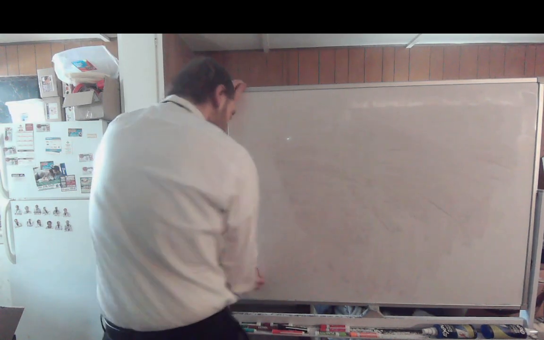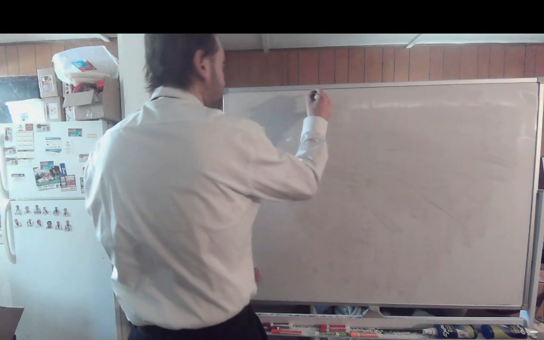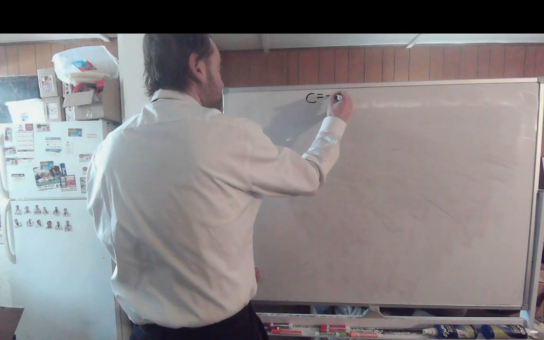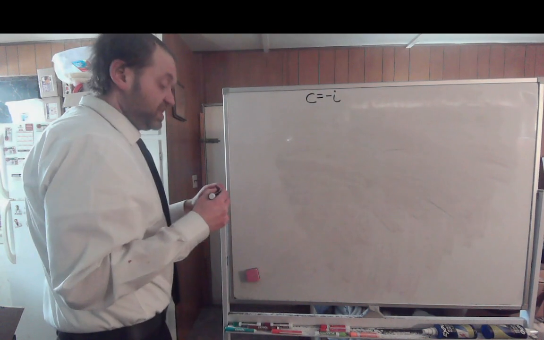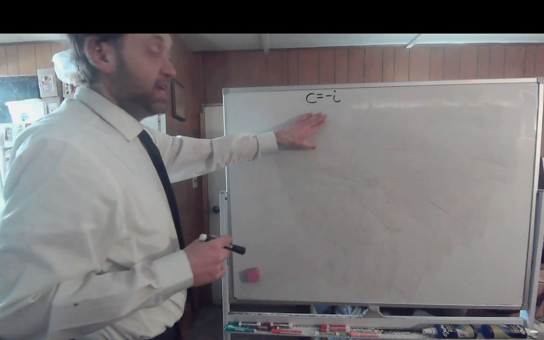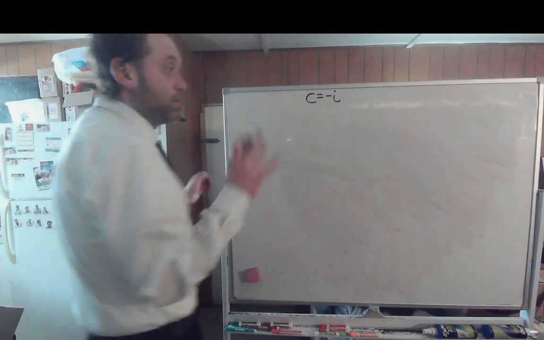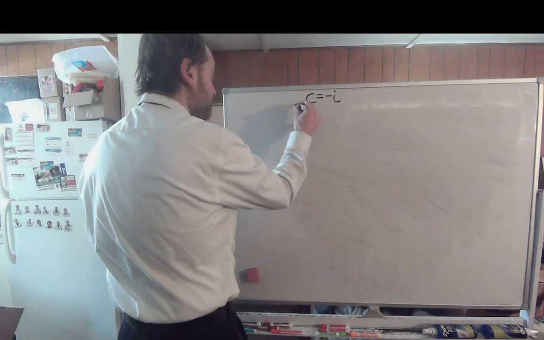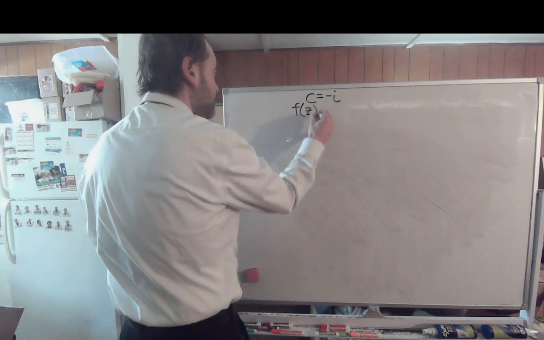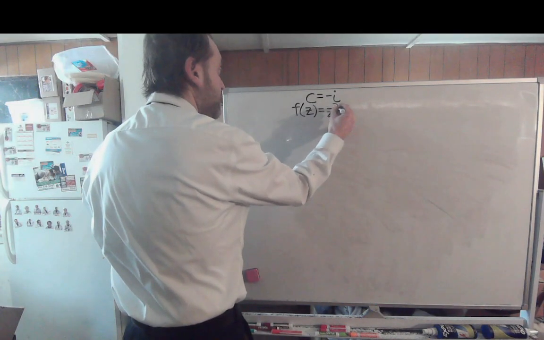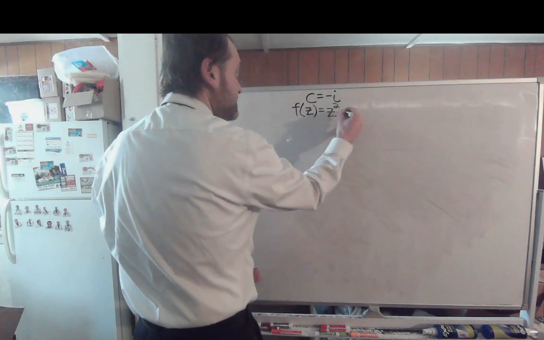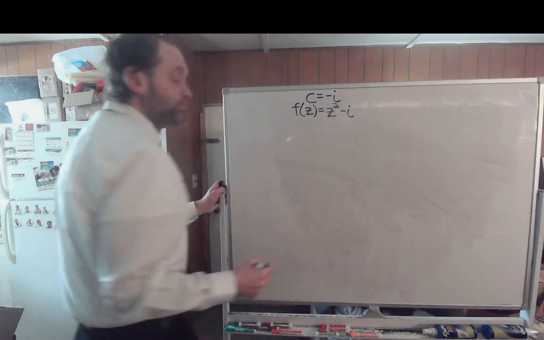All right. What if we have c equals -i? So c is equal to -i. Is -i part of the Mandelbrot set? Well, set up your function, your f of z. That, of course, is always z squared plus your c. In this case, that'd be z squared minus i.